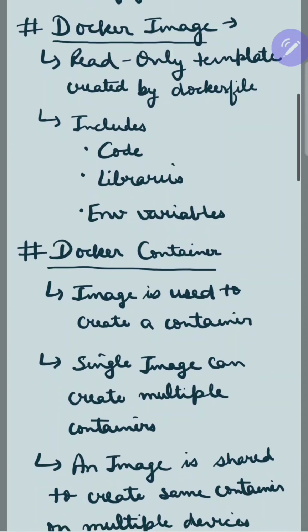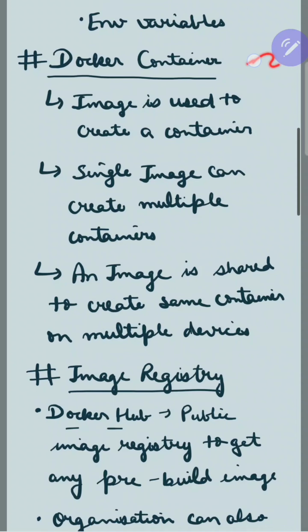Now what's a Docker image? A Docker image is basically a read-only template that is created using a Dockerfile. It includes your code, your libraries and your environment variables. Next is a Docker container. A container is created from an image. So one single image can create multiple containers. The same image can also be used to run containers on multiple devices in exactly the same way. Like if you share a Docker image, the other users can create the same Docker container on their device, which would run exactly like your Docker container.